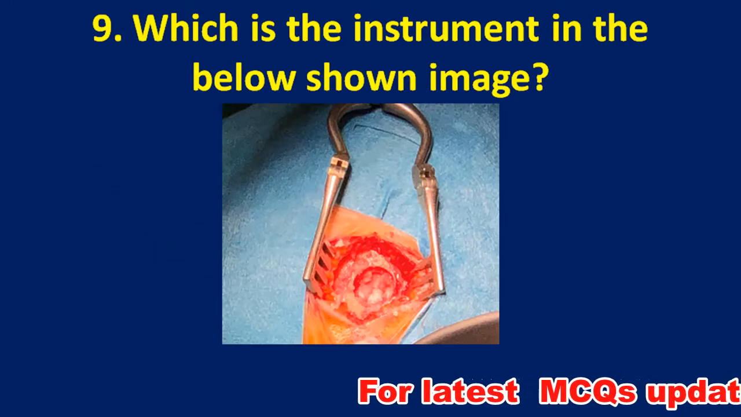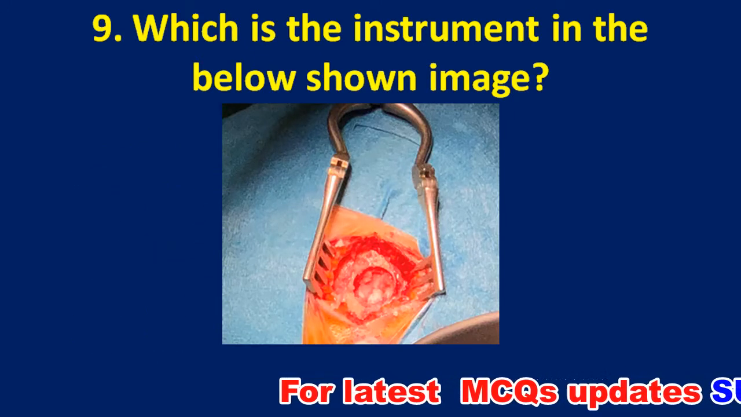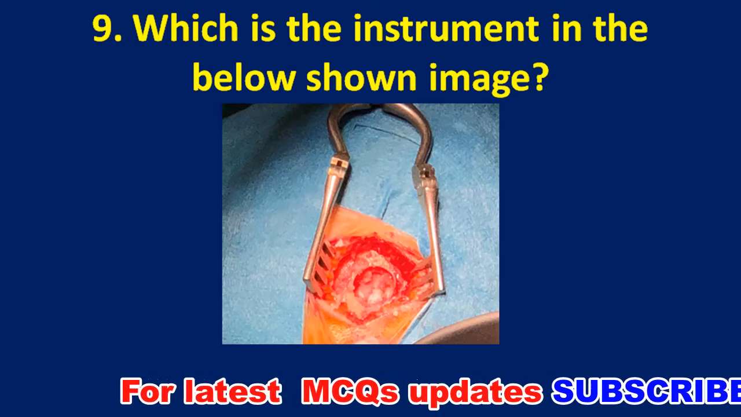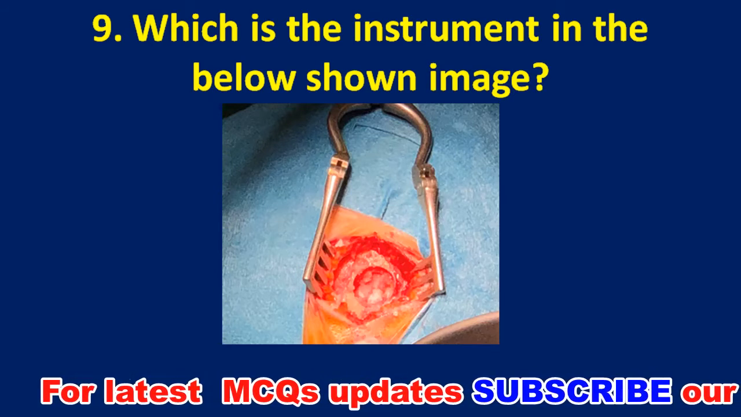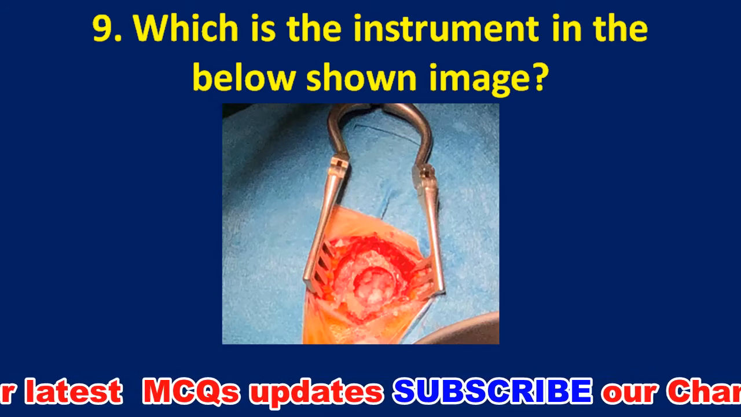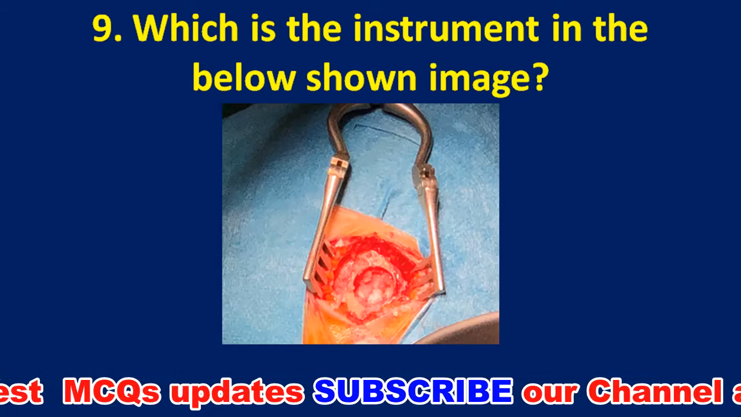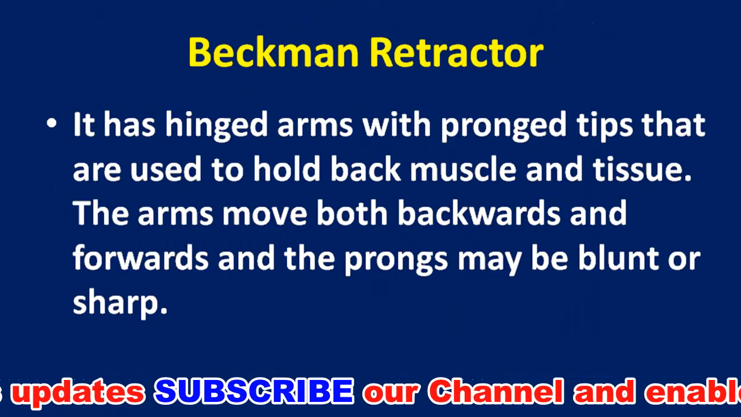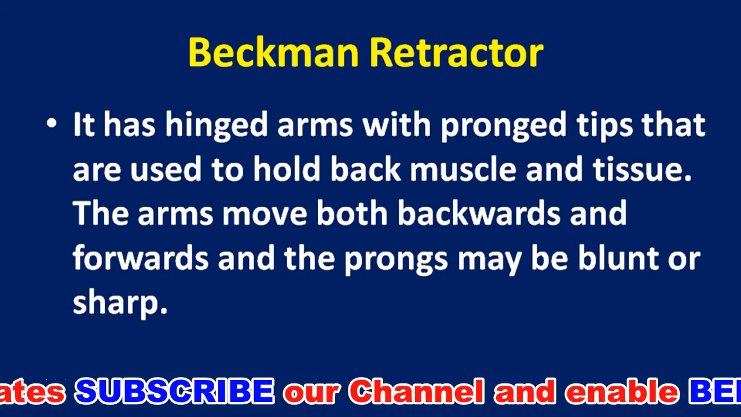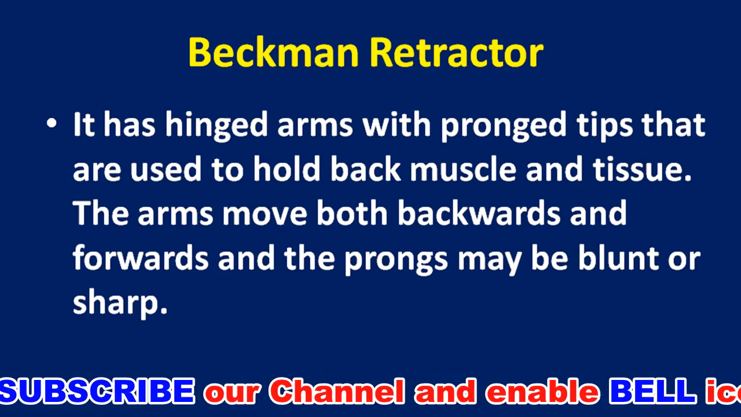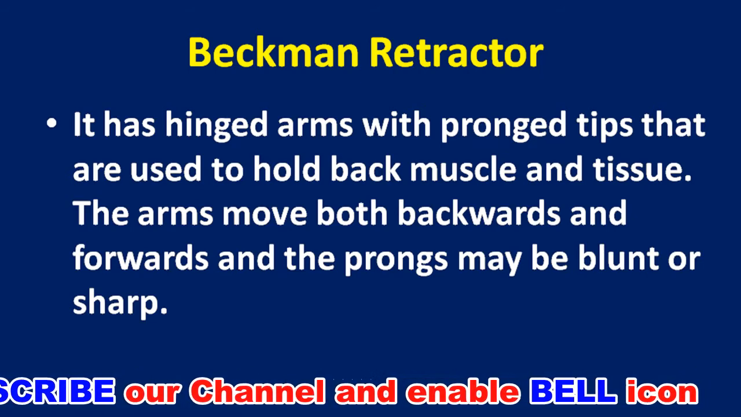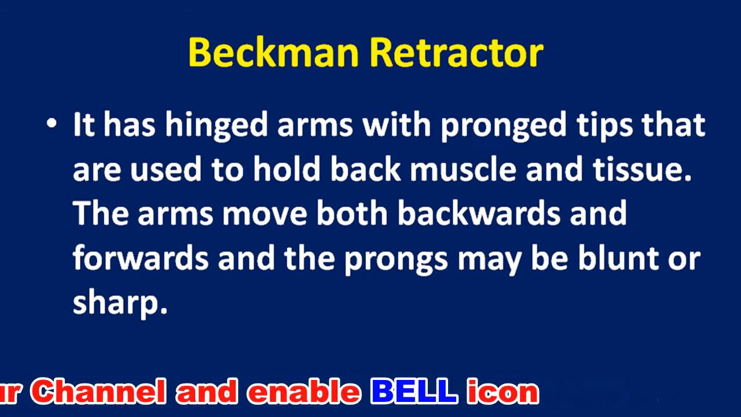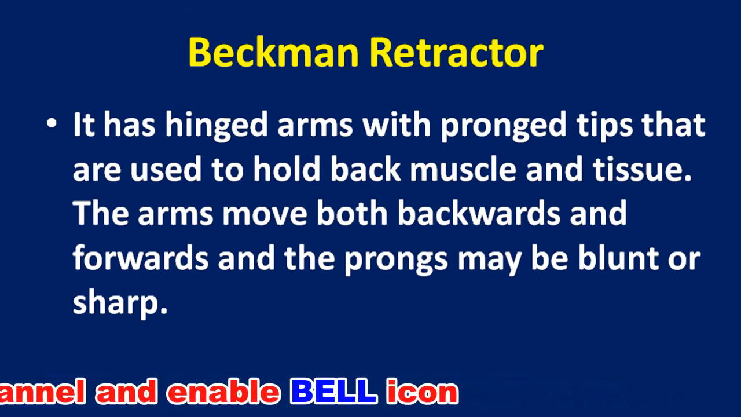Ninth question. Which is the instrument shown in the below image? There you can see a surgical instrument used for a procedure. What is the name of the instrument? The name of the instrument is Beckman Retractor. Beckman Retractor has hinged arms with pronged tips that are used to hold back muscle and tissues. The arms move both backwards and forwards, and the prongs may be blunt or sharp. It is mainly used for retracting the muscles or tissues.